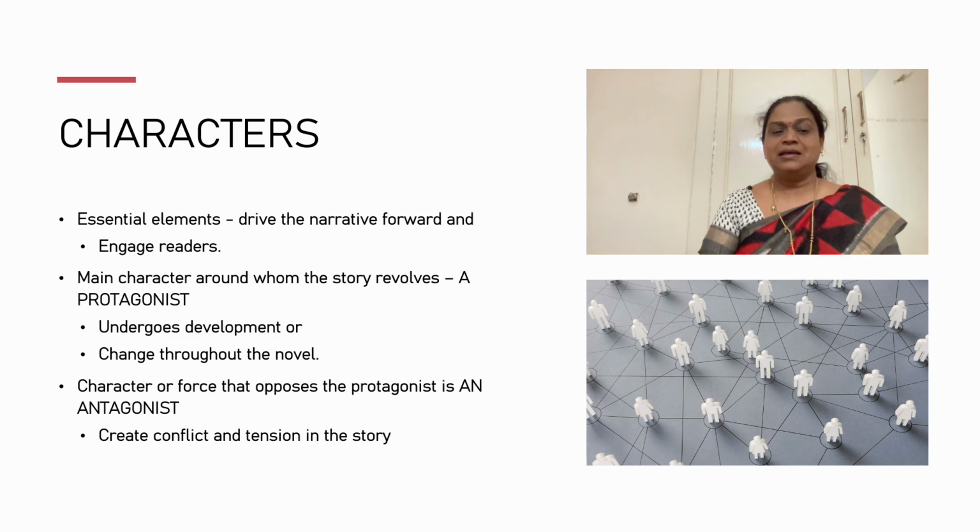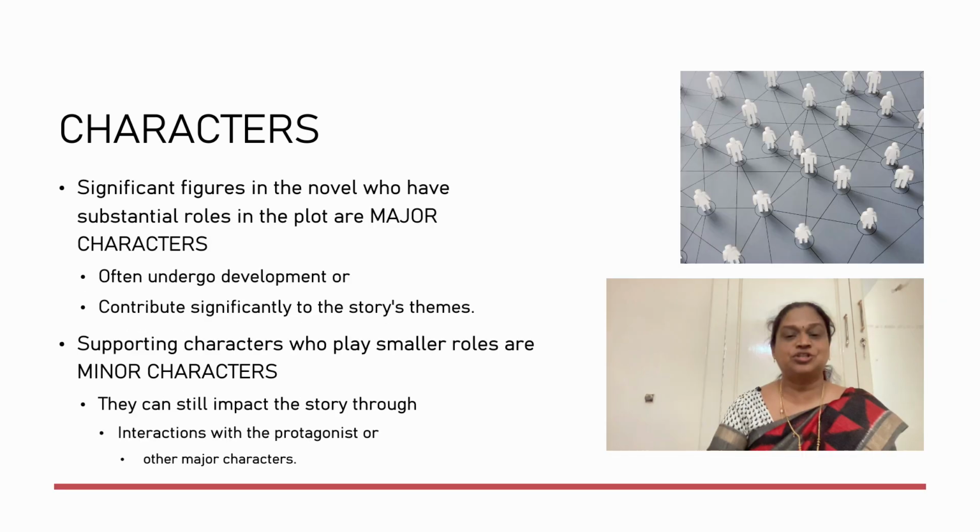Not just that, the characters are the essential elements that drive the narrative forward, and characters keep the readers engaged throughout the reading. Now, who is a protagonist? A main character around whom the story revolves is called a protagonist. And this protagonist may be a male or a female who undergoes development or change throughout the novel, not just at one point of time, but throughout the novel. And a character who is just opposite to the protagonist is called an antagonist, and he is an opposing force or opposes everything that the protagonist does. And this antagonist has the role to create a conflict and tension in the story.